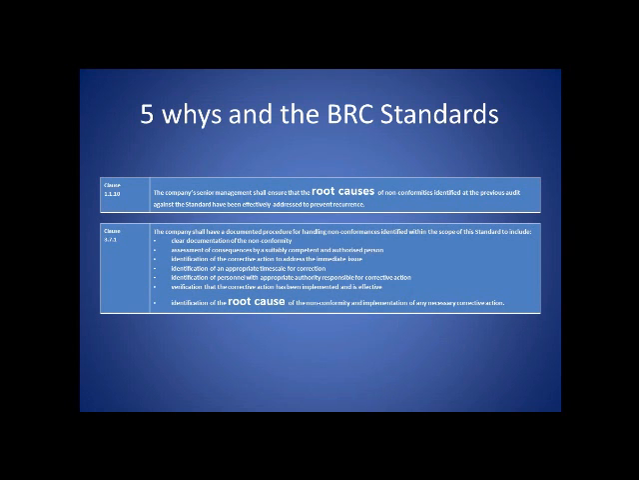Then, under section 3.7, corrective action, under clause 3.7.1, it states the company shall have a documented procedure for handling non-conformities identified within the scope of this standard, to include clear documentation of the non-conformity, assessment of the consequences by a suitably competent and authorised person, identification of the corrective action to address the immediate issue, identification of an appropriate timescale for correction, identification of personnel with appropriate authority responsible for the corrective action, verification that the corrective action has been completed and is effective, and finally, identification of the root cause of the non-conformity and implementation of any necessary corrective action.